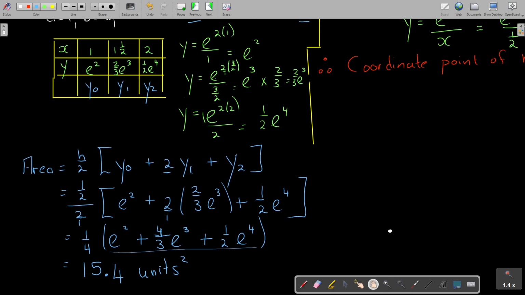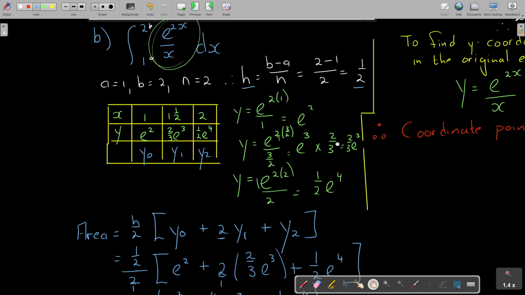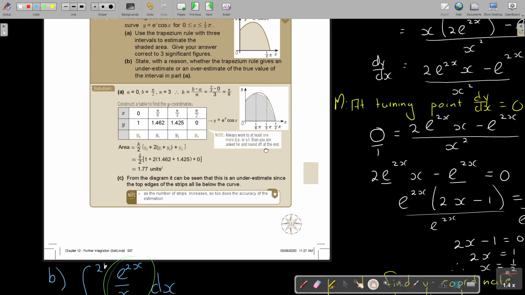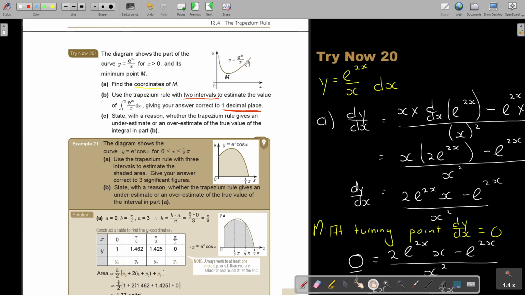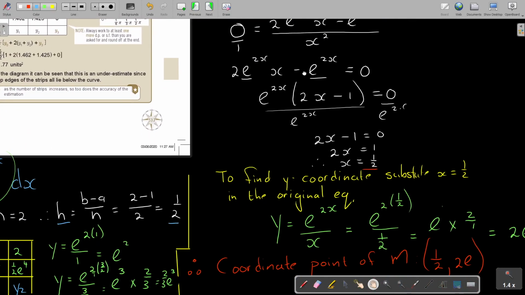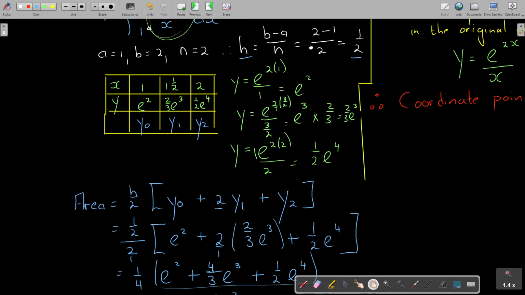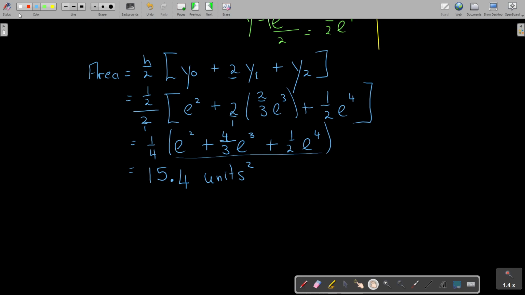Now I come to number C. So let's first read number C. State with a reason whether this trapezium rule gives an underestimate or overestimate. Now, remember, if you're going to draw your trapeziums, you're going to draw it there, from a half to there. You will see it will go a little bit over. But as I said, I have a summary on the next one. You can just say, if it's concave, usually overestimate.